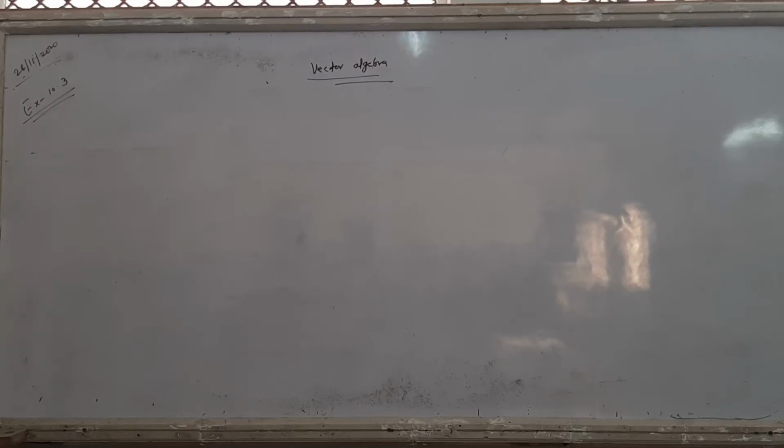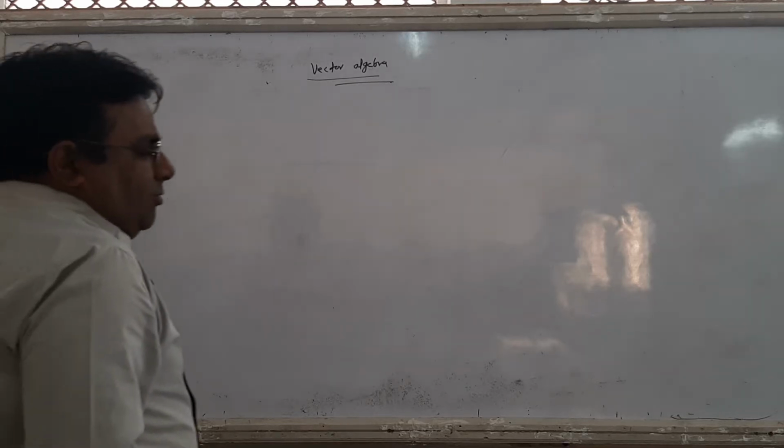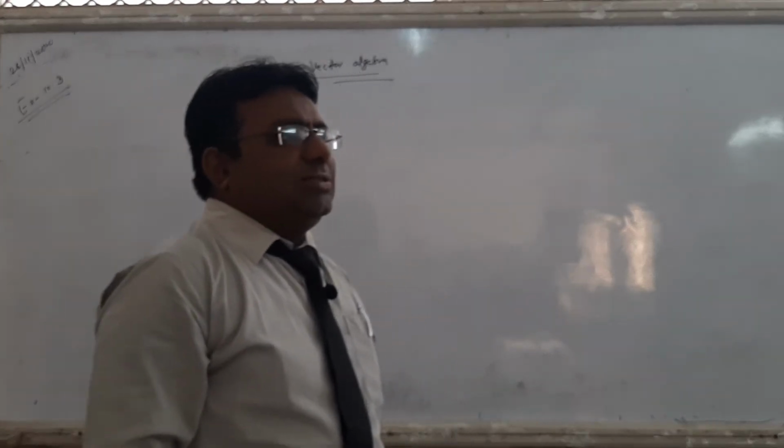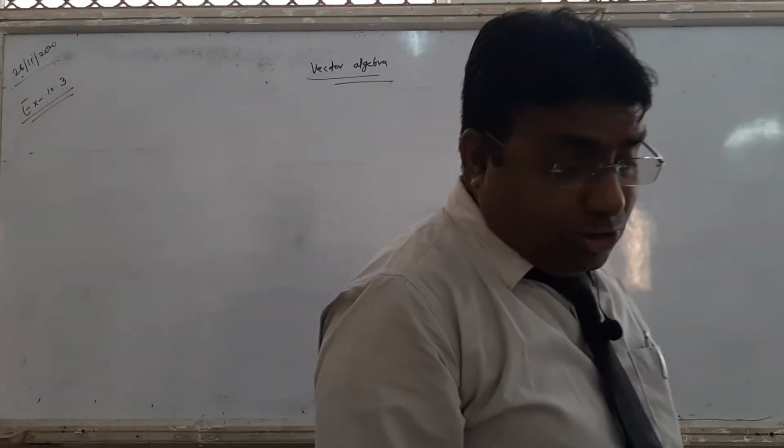Good morning, students. Today is the same chapter, vector algebra, and the topic is scalar product, that means dot product. What is A dot B? That is magnitude of A, magnitude of B, cos theta.